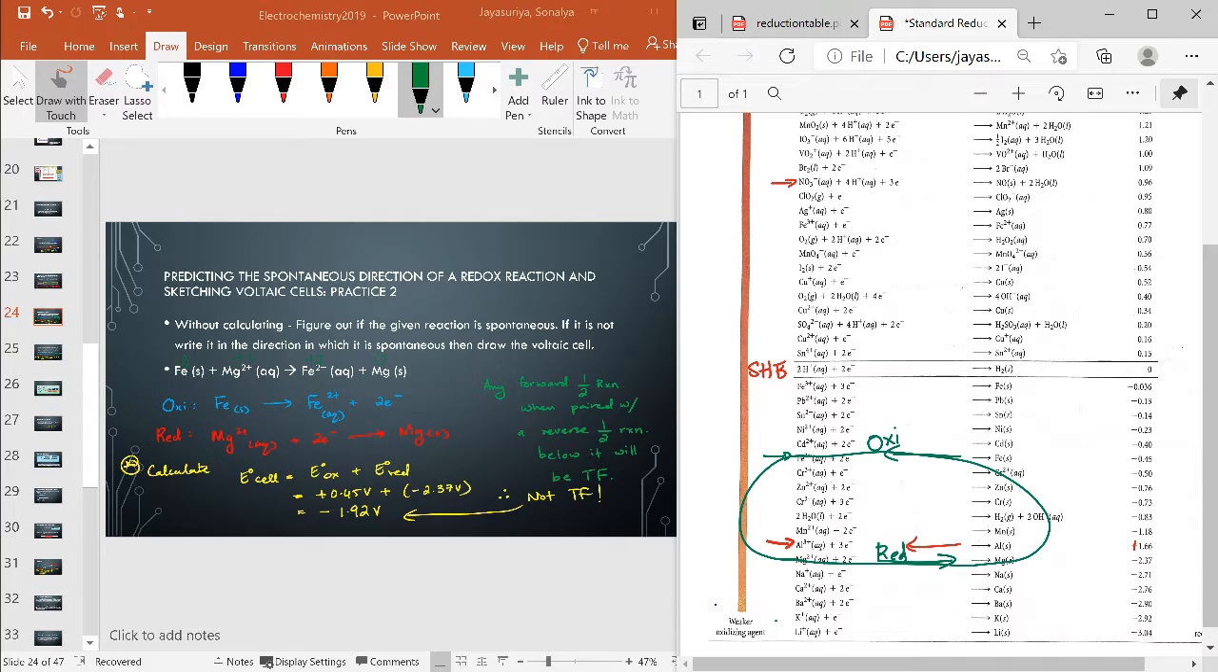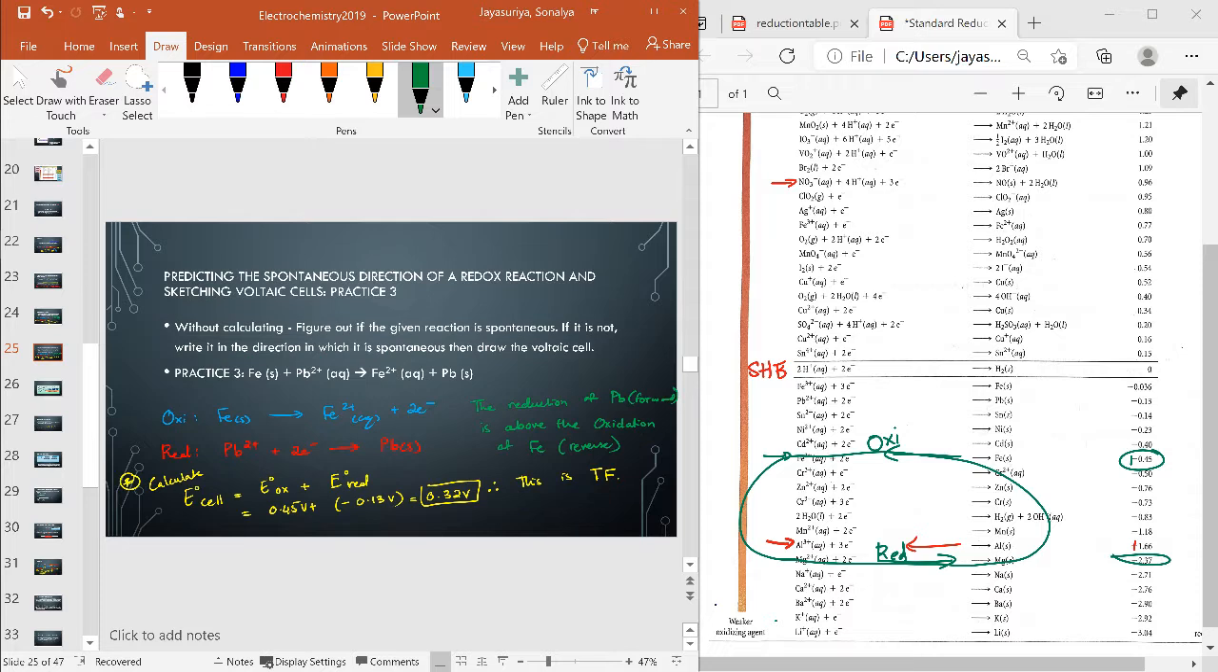Even before you do any calculations, negative 0.45 is going to be positive 0.45, and then the reduction one is negative 2.37. The more negative value is going to want to oxidize, not be reduced. This is not thermodynamically favorable. And here's the justification in yellow on the slide. Okay, the calculation is right there. So this is not a thermodynamically favorable reaction. Let's look at the next one.